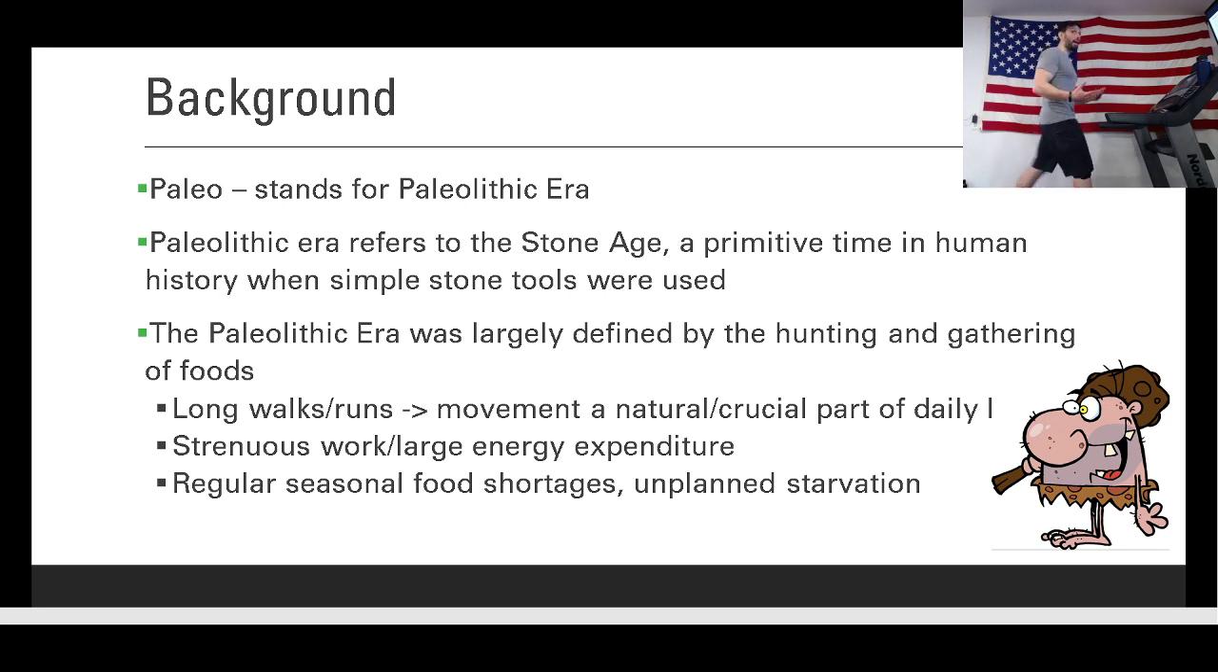Strenuous work during the day, similar back to like farming, right? You're just working all day, huge, large energy expenditure going on, right? You had things like regular seasonal food shortages. You know how now we have access pretty much to, let's say, fruit, for example. That really is the prime example. You have access to fruit all year round. All kinds of fruit too. Bananas, apples, blueberries, raspberries, oranges, right?